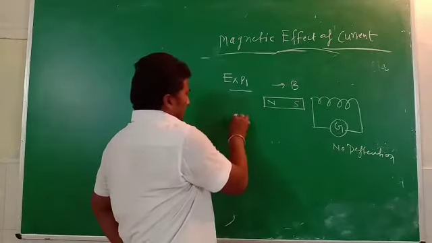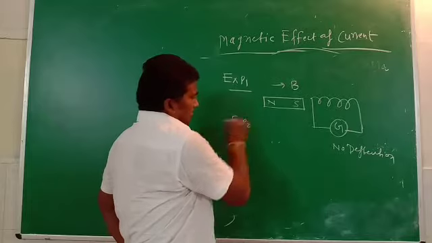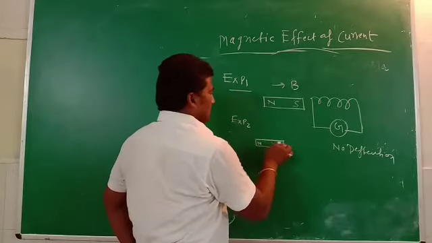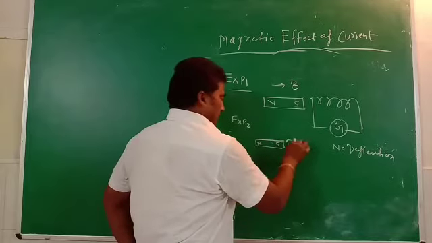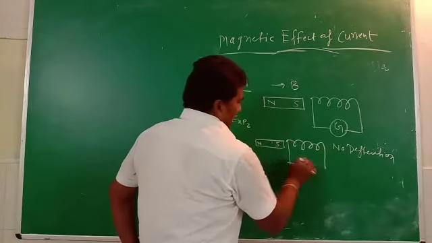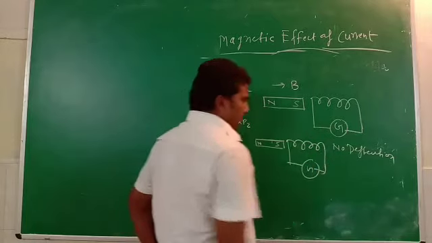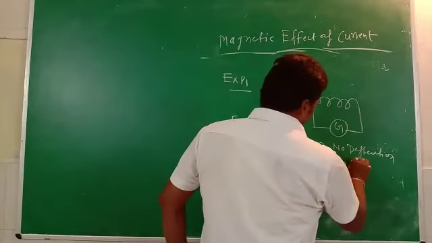Now in experiment number 2, once again we take a bar magnet and place it closely near the circuit, but we observe that there is no difference.